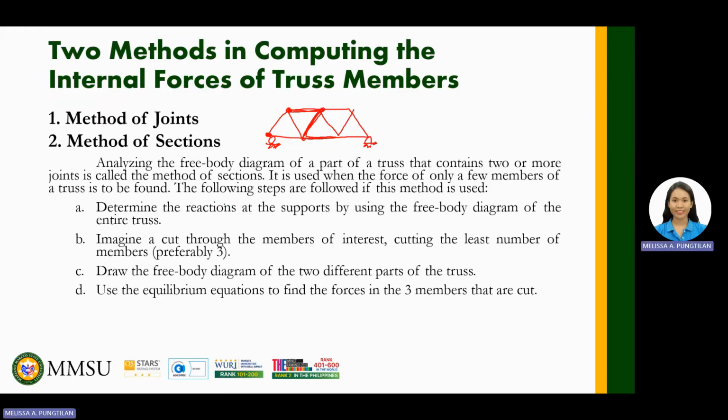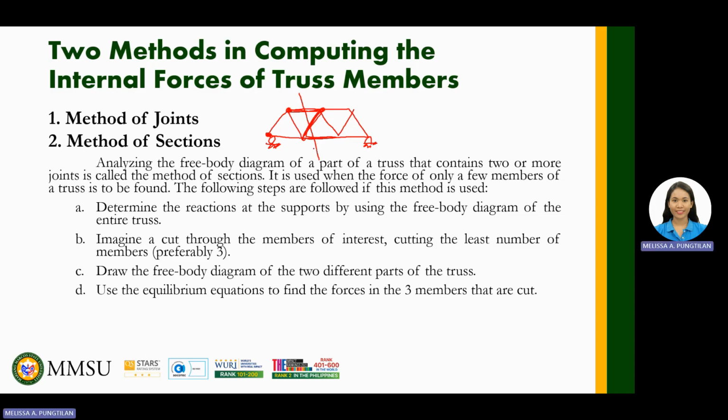After that, imagine a cut through the members of interest, cutting the least number of members, preferably 3. So here, we will have a cutting line, making sure that the members we are looking for, the members of interest, are passed through by our cutting line. For this example, we will have a cutting line here, and preferably it passes through three members, because the computation is faster if only three members are cut. Four, five, six members are already complicated, when our cutting line passes through many members.